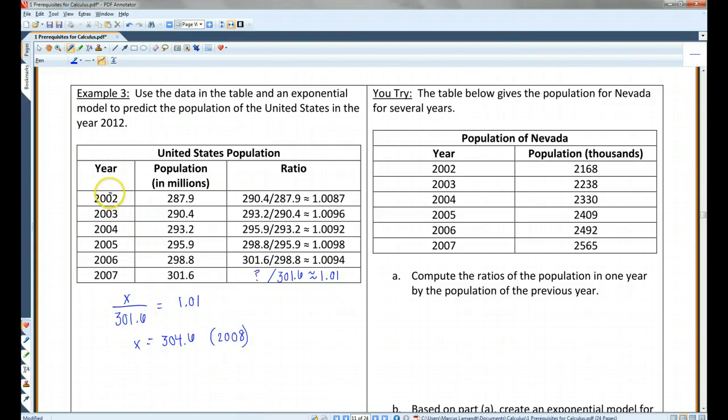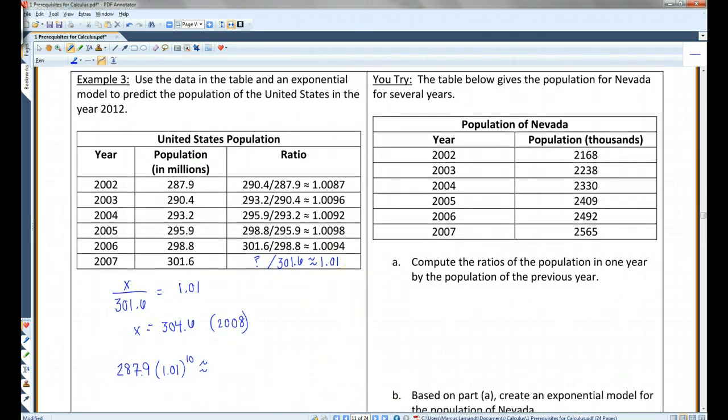2012 comes 10 years after 2002. And in 2002, we had 287.9 million people. Okay? We're multiplying by 1.01 just like we did over here. But because it's 10 years later, we're going to multiply it by 1.01 10 times.